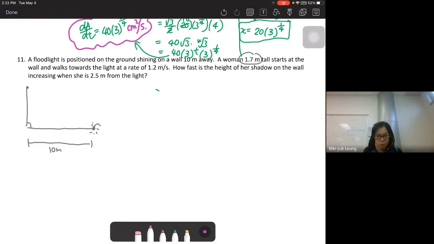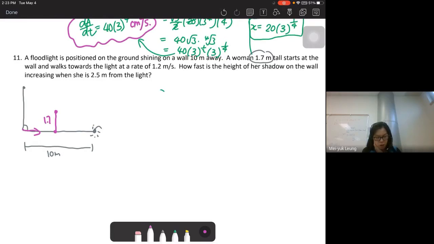light at the rate of 1.2 meters per second. So let's say the woman is walking from this point going in this direction. So at some point she's standing right here, and the height of this woman is 1.7 meters. Okay, and now we want to find how fast the height of her shadow on the wall is increasing when she is 2.5 meters from the light. Okay, so if I let x be the distance between the woman and the light, then this will become the snapshot moment.